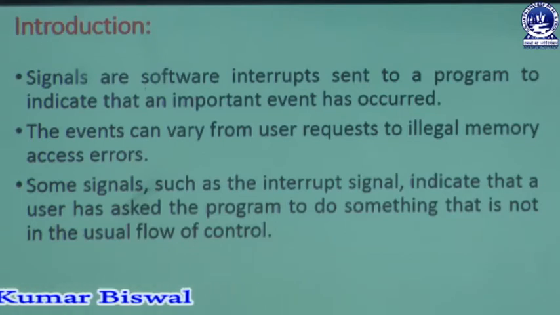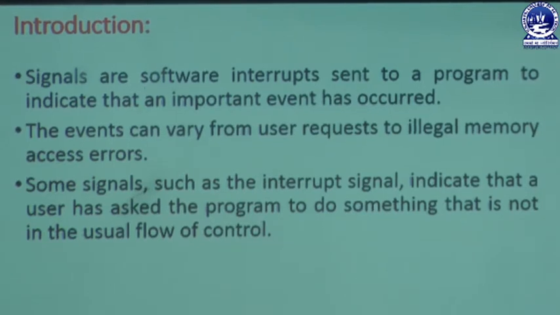So these are software interrupts sent from a program to our Unix system according to the user's invocation method. Some signals, also known as interrupt signals, indicate that a user has asked the program to do something that is not in the usual flow of control. Such a signal indicates something to a specific program. If you want to process it, it takes some time, and it depends on the flow of control. Whenever the flow of control is deviated, we get an error.